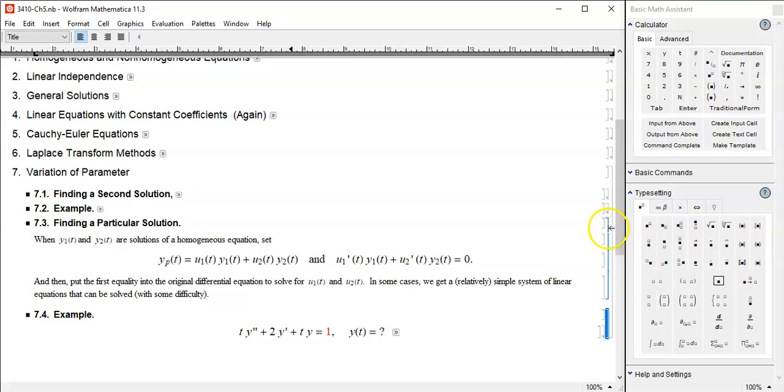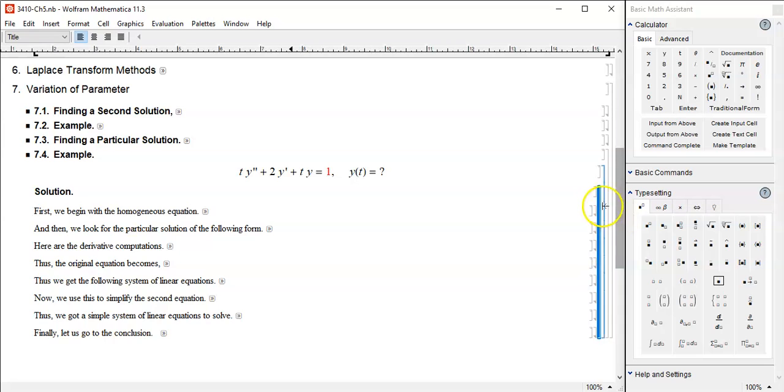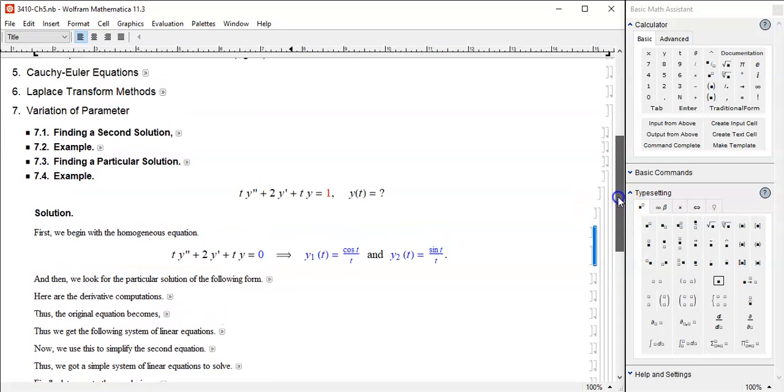Let's go with an example problem here. Let's begin with an equation that we encountered before: t y double prime plus 2y prime plus t y is equal to 0. In that case, we had solutions of the homogeneous equation like this. y1 is cosine of t over t, y2 is sine of t over t. Look at page 333 of our textbook. We can check these there.